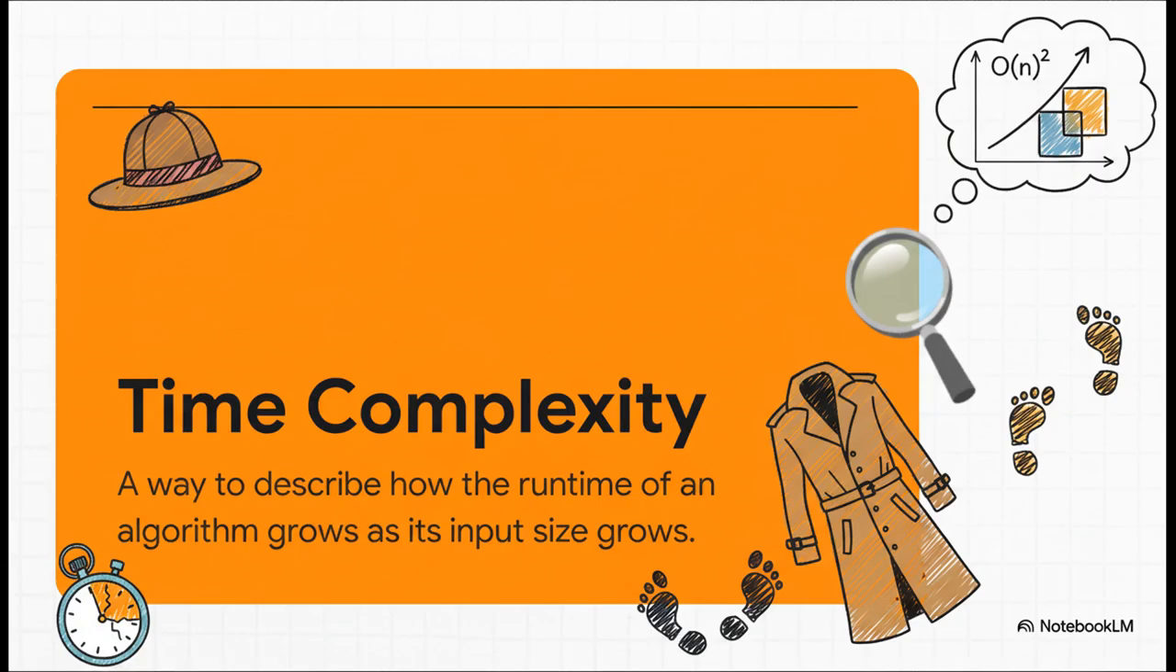Well, it all comes down to this idea of time complexity. We're not talking about seconds or milliseconds here. Instead, we're describing the relationship between the size of the input, let's call it n, and the number of operations the code has to do. Does the work stay flat? Does it grow nice and steady? Or does it just explode?